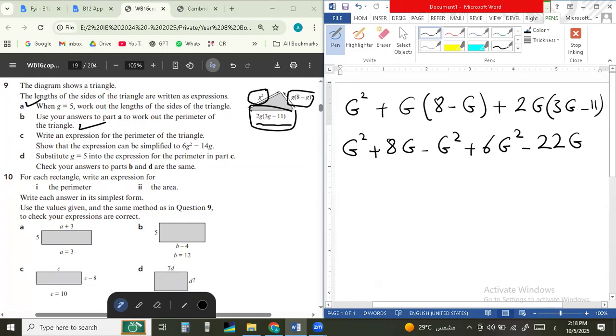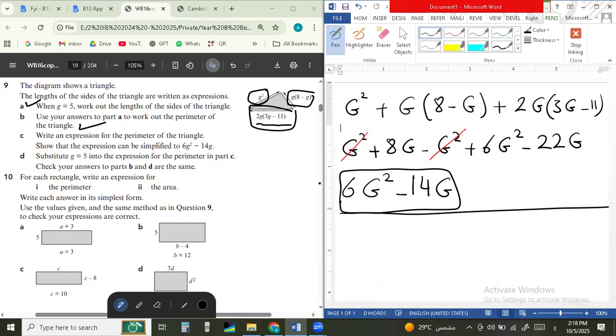Adding them up and collecting like terms, this g squared is going to go away with negative g squared. Now I got 8g. Now I got 6g squared left. So I'm going to write 6g squared. 8g minus 22g is negative 14g. Next, that's the expression now for the perimeter of the triangle.